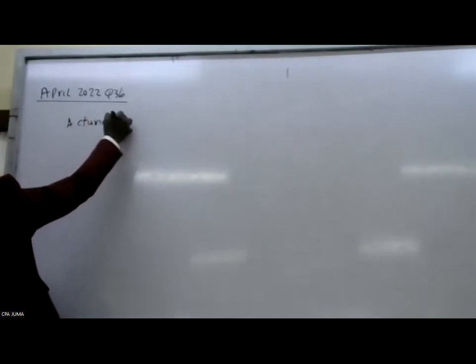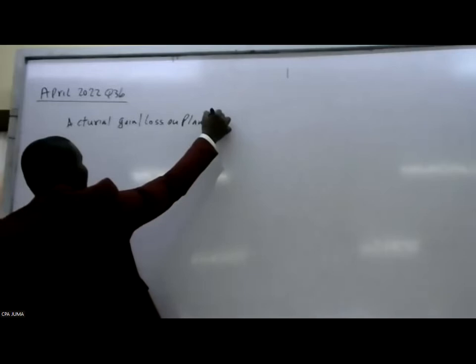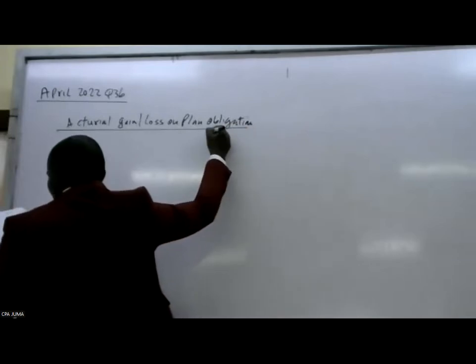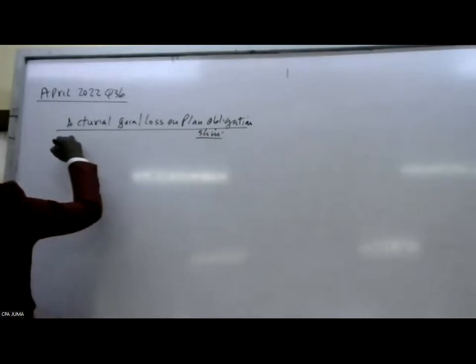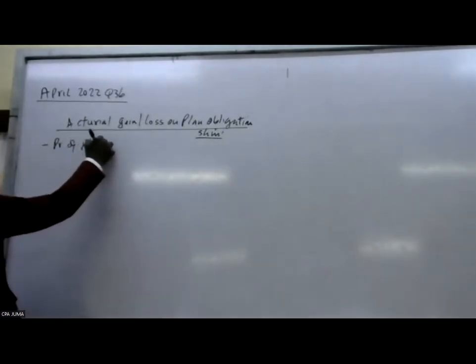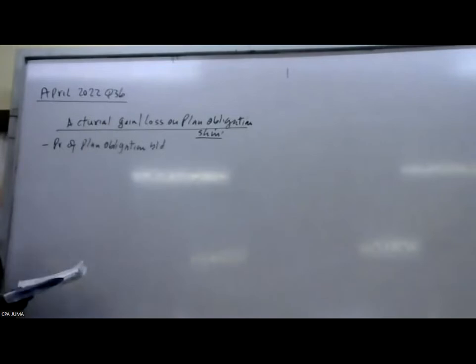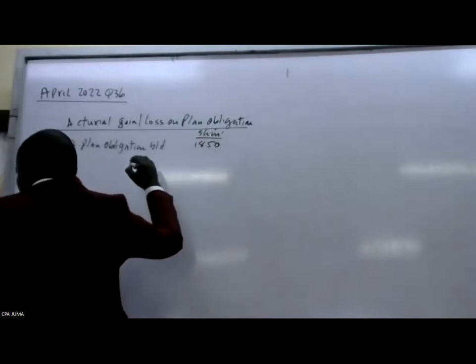So actuarial gain or loss on plan obligation. This is obligation, hakuna asset hapa. The only thing touching asset is contribution, but the rest are obligations. So net defined benefit obligation. So present value of plan obligation brought down. Brought down was how much? 1850. Yes, January.